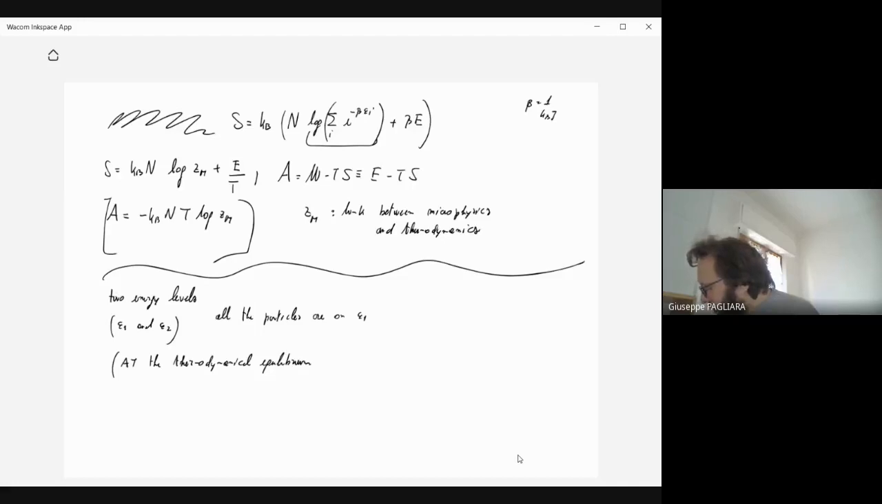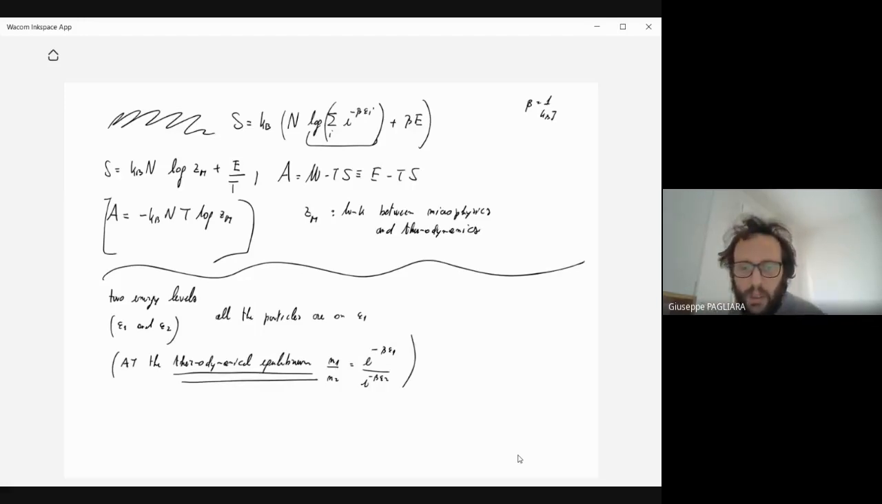of course, the ratio between the particles in level 1 and the particles in level 2 is provided by N1 divided by N2, which is the Boltzmann factor, e to the minus (epsilon 1 minus epsilon 2). This is at the thermodynamical equilibrium because these occupation numbers were found by maximizing the probability of that configuration, which is exactly the thermodynamical equilibrium.